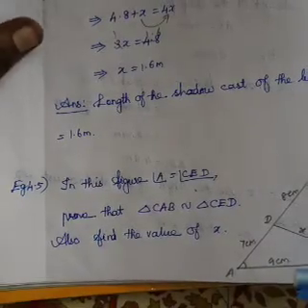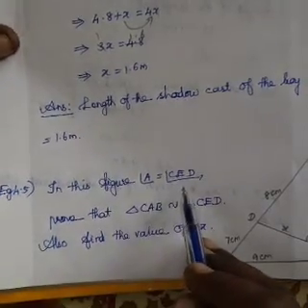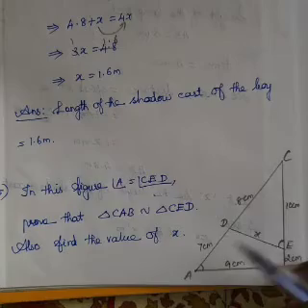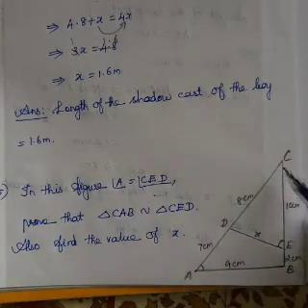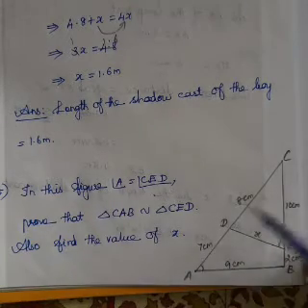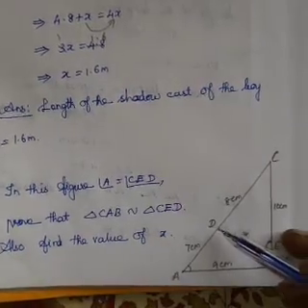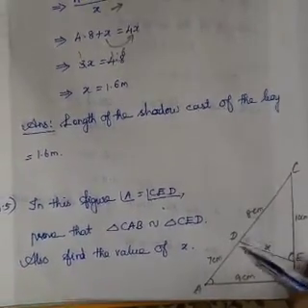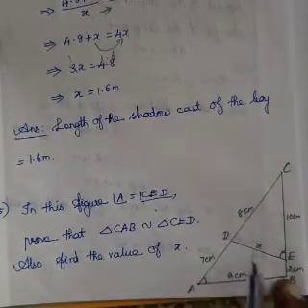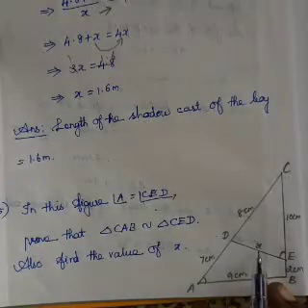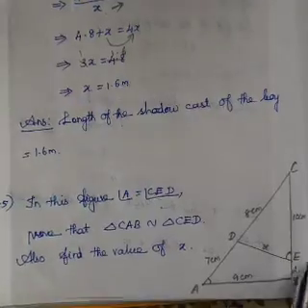Let us continue. Example 4.5. In this figure, angle A equal to angle CED. Angle A is this, equal to angle CED, this angle. Prove that triangle CAB is similar to triangle CED. How the triangle name is taken is very very important. Also find the value of x. X is the DE length. We need to find out the DE length also. First you have to prove the triangles are similar. Next you want to find out the value of x.